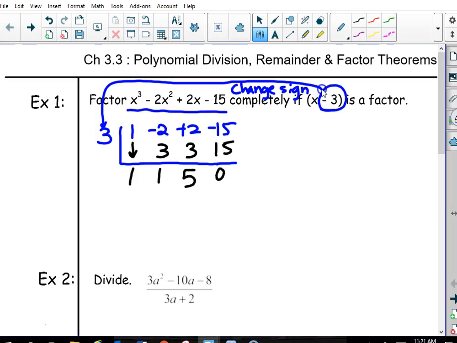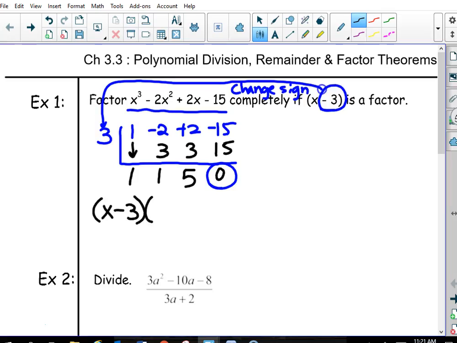Okay, so they told us that x minus 3 is a factor. And our factor and remainder theorem say that if this is a 0, then it is most definitely a factor. If it's not a 0, it's not a factor. Factor completely if x minus 3 is a factor. So when they say factor completely, they want us to write this as a factored polynomial. So here's what we just did, our synthetic division with x minus 3.